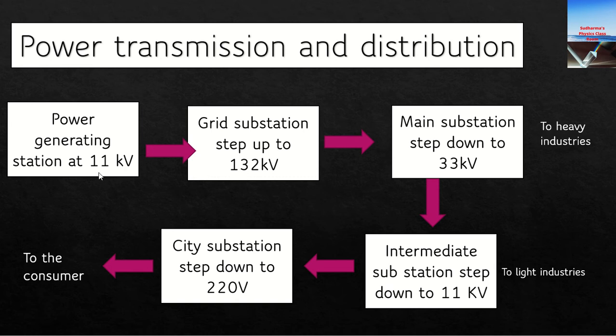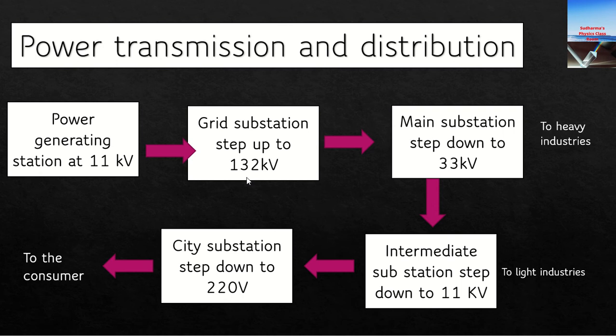So 11 kilovolt to 132 kilovolt, because for the transmission purpose in a grid substation, this voltage of 11 kilovolt will be stepped up into 132 kilovolt. Why is the voltage increased? This is for the transmission of power. We have the equation P equals VI, right? So for a constant power, voltage and current are inversely proportional.